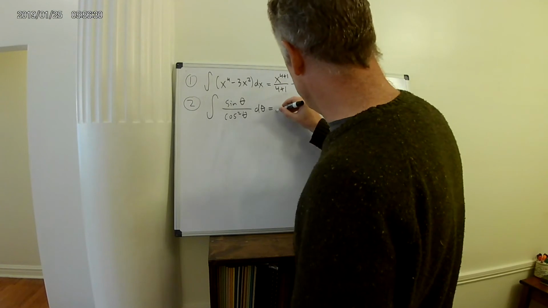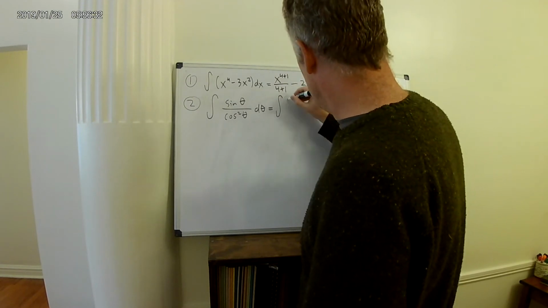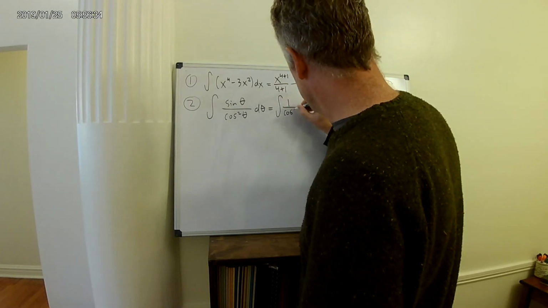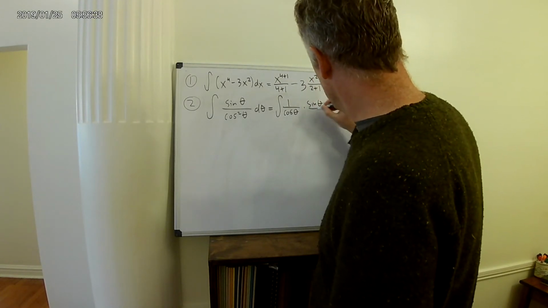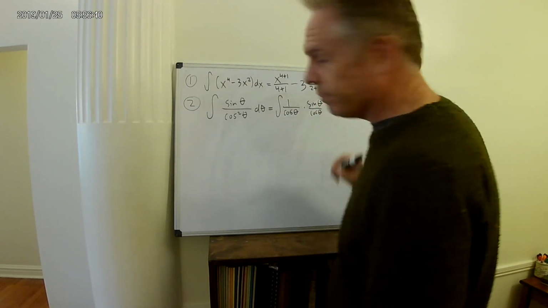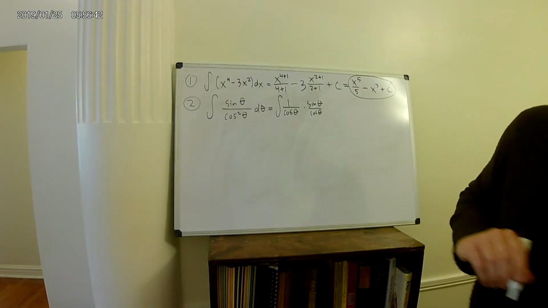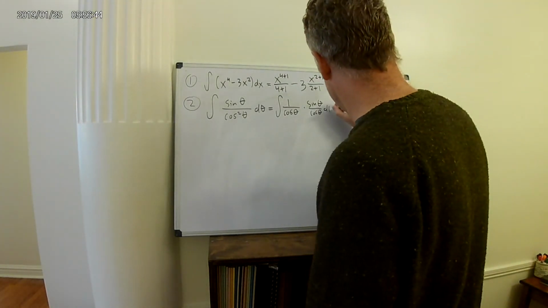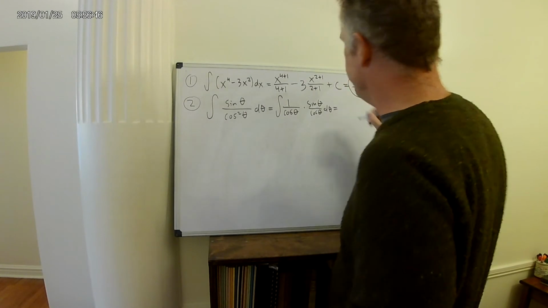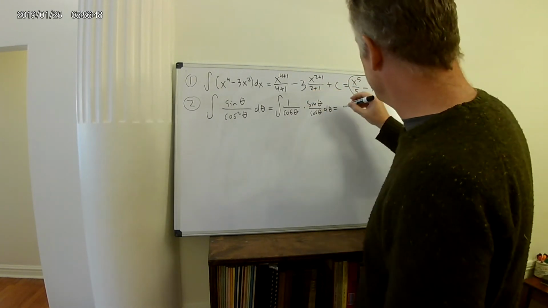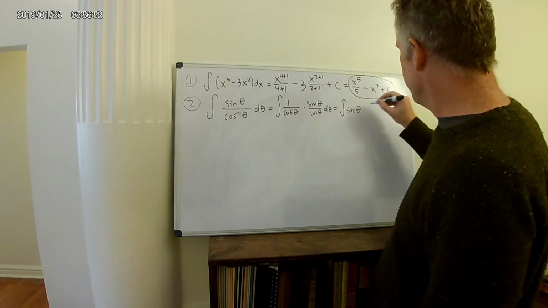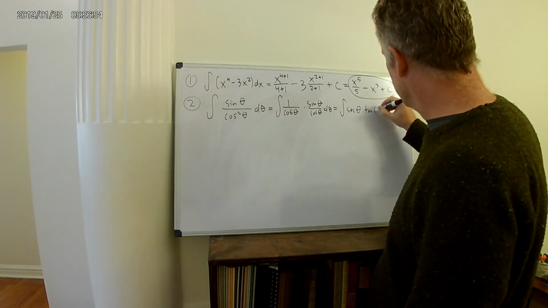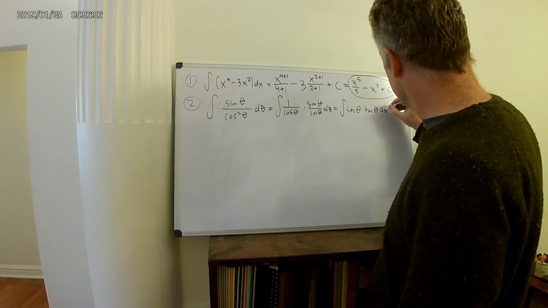But what I can do is rewrite this as 1 over cosine of theta times sine of theta over cosine theta d theta. I can rewrite this and then identify these two things separately. The first thing here is secant of theta. The second thing is tangent of theta, d theta.